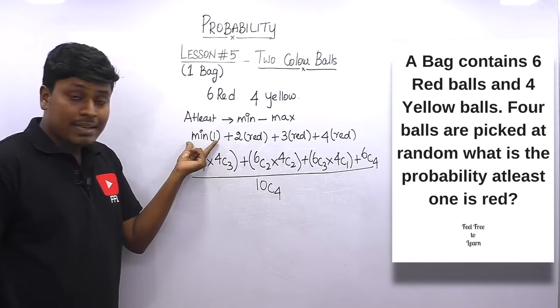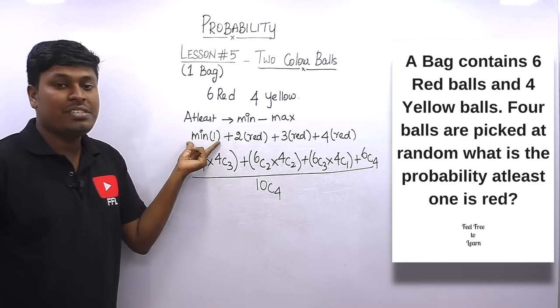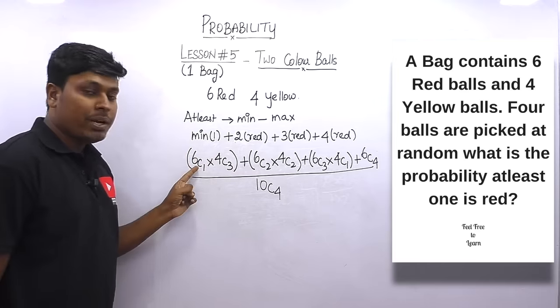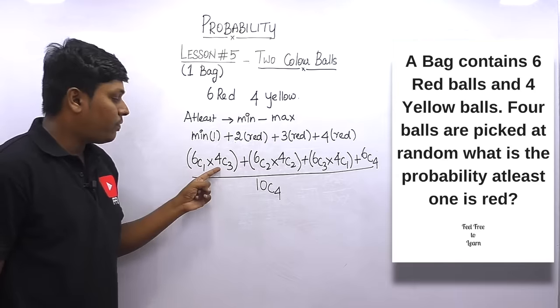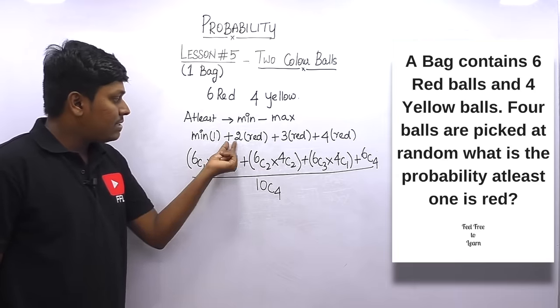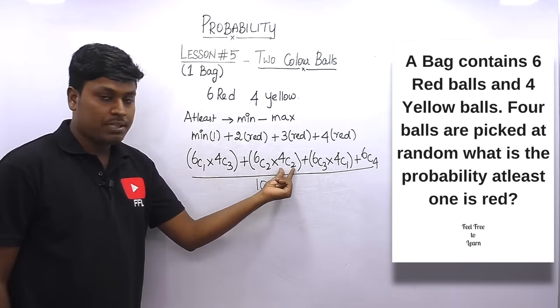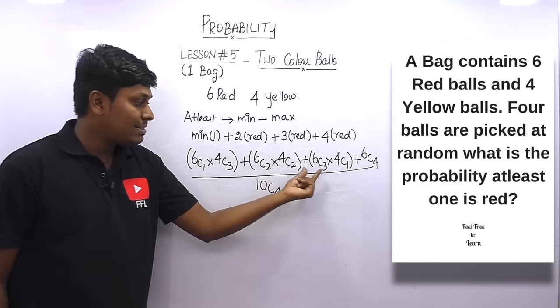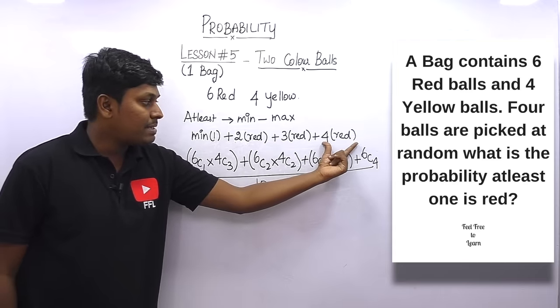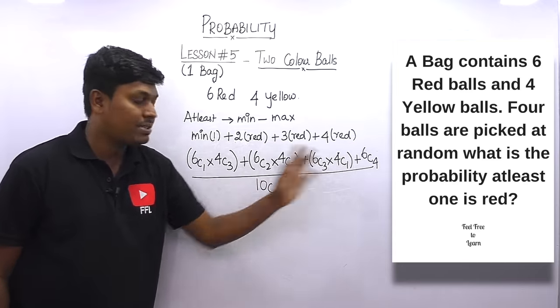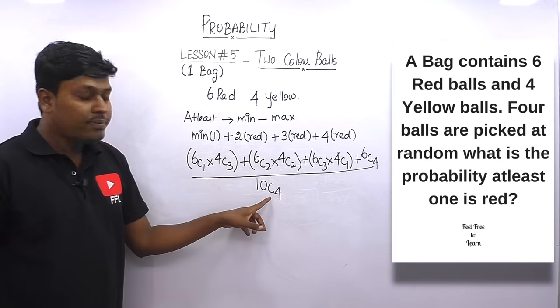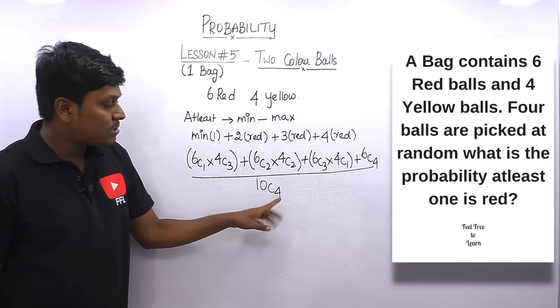So you need to take this condition number 1, minimum 1 red, which means 1 to be red. So 6C1, remaining 3 balls, that is from 4 yellow. Next condition is 2 red, so 6C2, 4C2. Next condition is 3 red, 6C3, 4C1. And the last maximum condition is 4 to be red, so 6C4. Right? Our target is to pick 4 balls, so the denominator possible is 10C4.